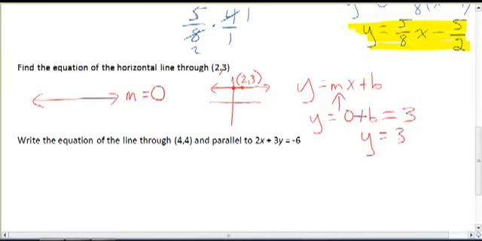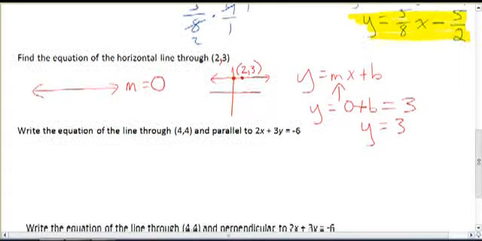Now, in summary, I took a long time to say something really simple. If it's a horizontal line, and they give you a point, all you have to do is say y equals whatever the y value of that point is. In this case, they gave us the point 2, 3. The y value is 3. So since the line is horizontal, the equation of that line is y equals 3. And that's really all there is to it for a horizontal line.